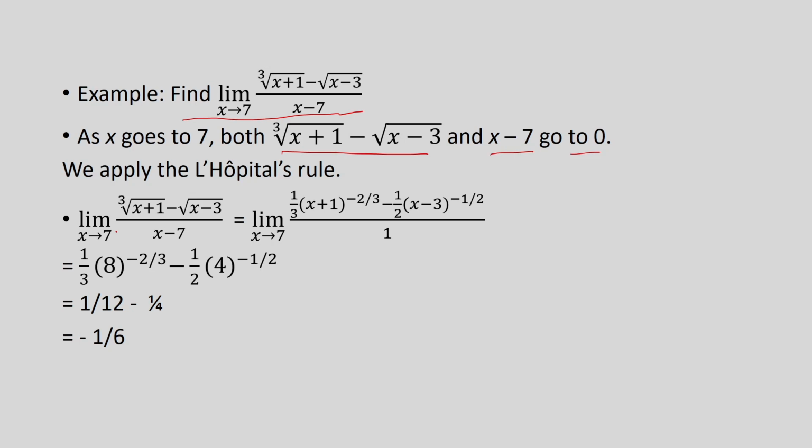So, what do you do? You apply L'Hopital's rule, and if you do that, basically you take the derivative of the numerator. So, this is the derivative of the numerator, and if you take the derivative of the denominator, it is just 1, and then you take the limit, that is x goes to 7. If you do that, it boils down to this expression, and then you simplify, it becomes simply minus 1 divided by 6.